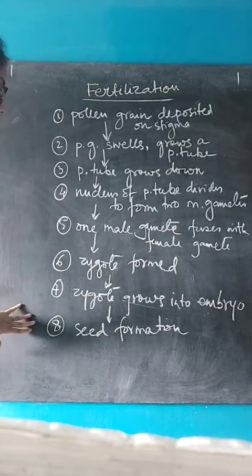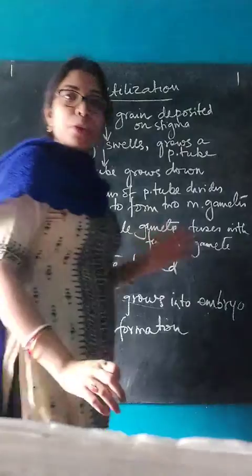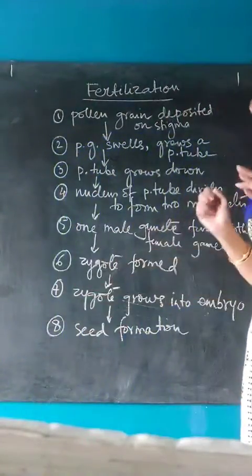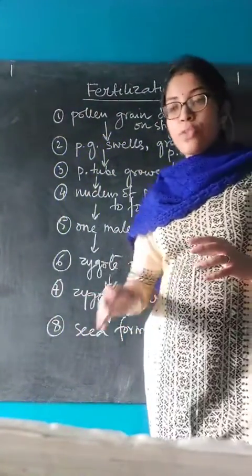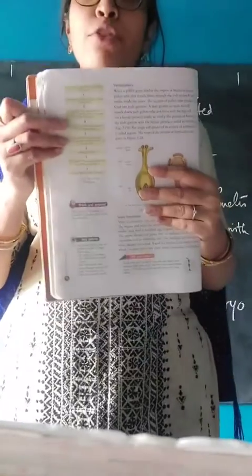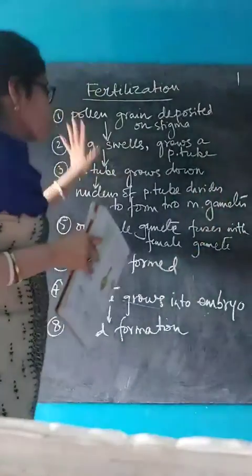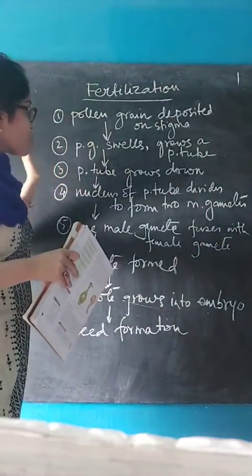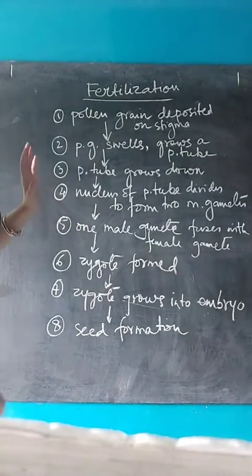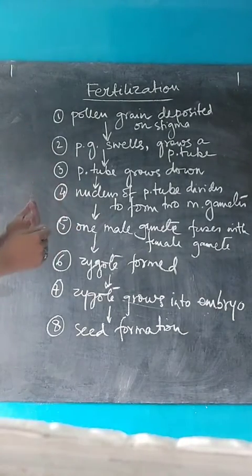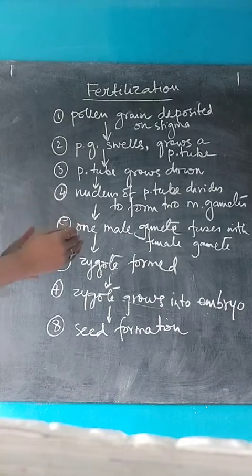Eight steps are needed to go through the process of fertilization. If you are asked to write the process of fertilization, write the whole flow chart from your book, not in this short manner. I have just written here to explain this. I will just give a small recap of the process of fertilization.